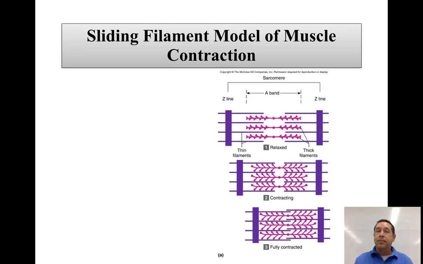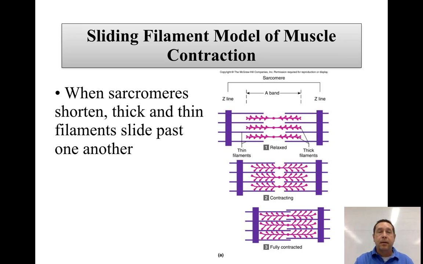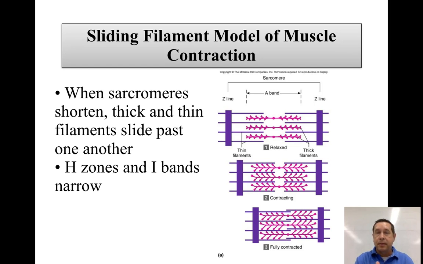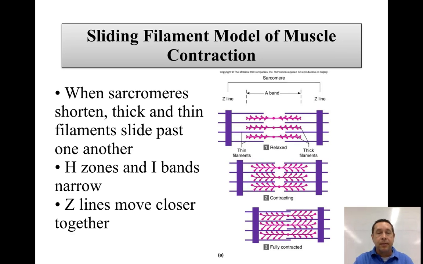The evidence that supports how we think this all works is called the sliding filament model. It has to do with the changes that we see in the sarcomere when a muscle fiber is contracting. When the sarcomere is shortened, the thick filaments slide past the thin filaments. What we see is the H zone, which is in the center of the sarcomere, the area that's just thick filaments, gets narrower. The I bands also get narrower, and you can see that in the diagrams. The Z lines move closer together.